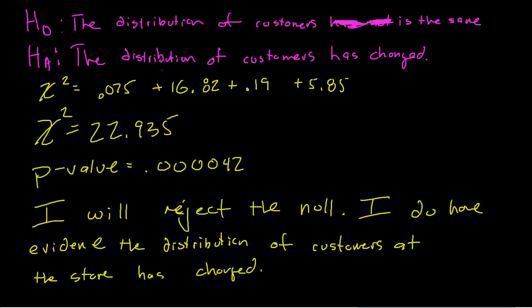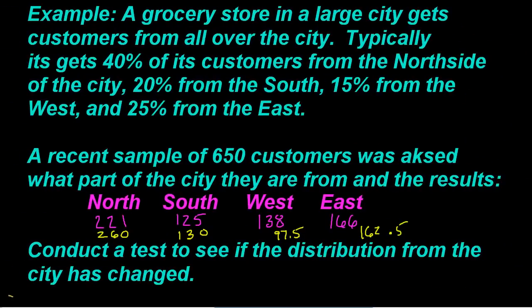And keep in mind, don't get tricked. Yes, the north and the west were the ones that were off. The south and the east, they were pretty close. But if one category is way off, then the distributions we thought were true are obviously not true.